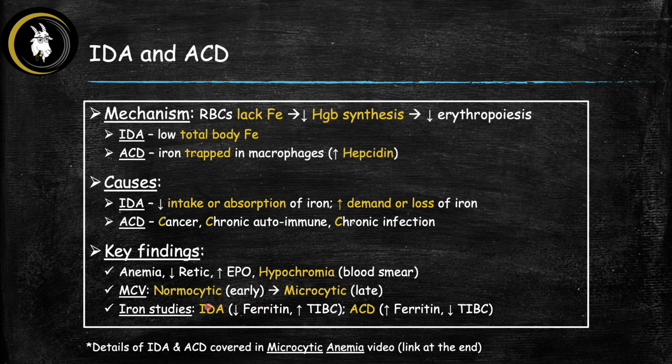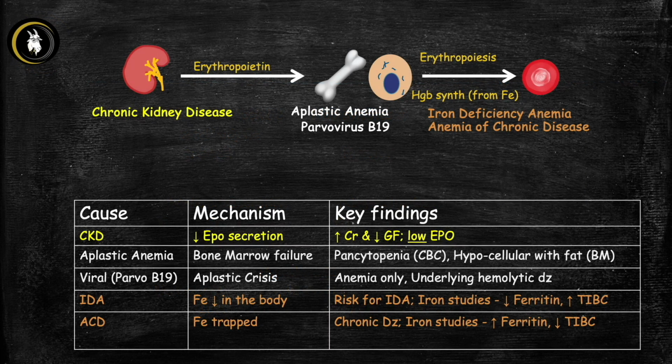And then finally, the way to tell them apart is by using iron studies. In iron deficiency anemia, the ferritin is low and the TIBC is high. In anemia of chronic disease, you have the opposite. So ferritin is high and TIBC is low. And if you need a good video to help you with iron studies, I'll link that one at the end as well.